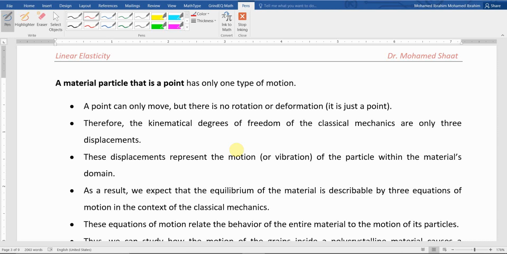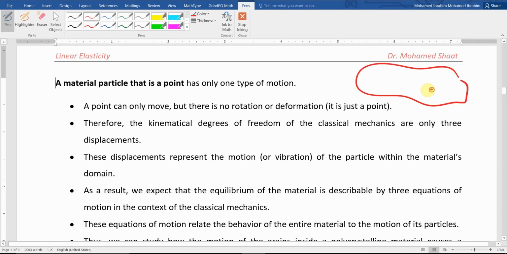The size of the grain in this case, in comparison to the overall material size, is very infinitesimal, very small. This is the entire material, and in this case, this little small thing should be the particle. A very small thing, and it's just a point. Make sense? So a material particle that is a point has only one type of motion. What is this type of motion?